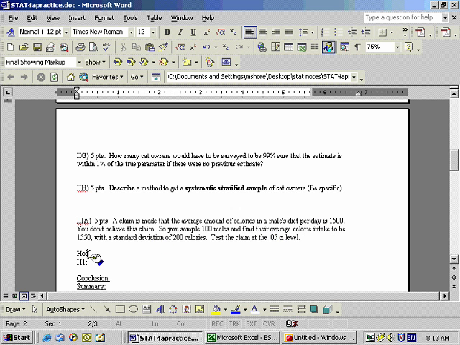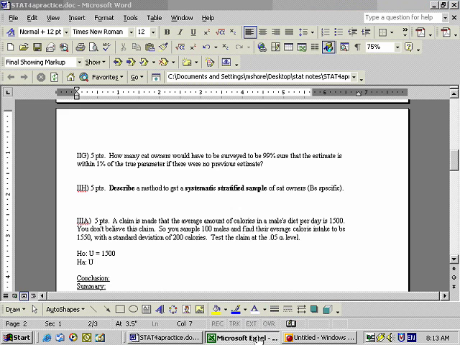Well, that would make the null hypothesis that mu, since we're dealing with averages, equals 1,500. The alternate hypothesis would just be that mu does not equal 1,500. So this would be a two-tailed test. You sample 100 males, so that's your N, and you find their average calorie intake to be 1,550 with a standard deviation of 200 calories, and it says test this claim at the 0.05 alpha level.